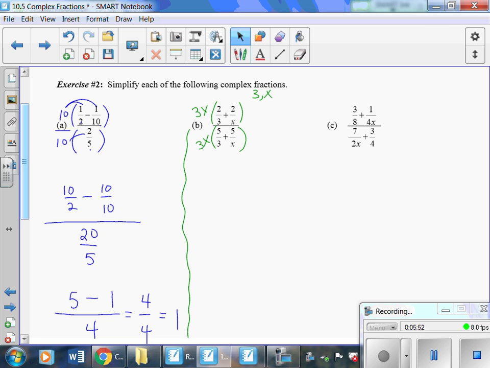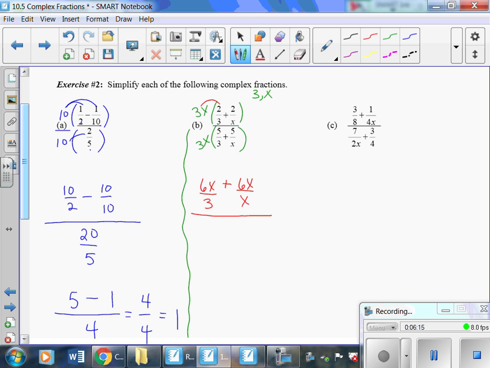So I'm going to use my distributive property. Remember, when we multiply, we don't multiply the denominator, just the numbers in the numerator. So 3x times 2 is 6x, all right, plus 3x times 2 is 6x, and this is going to be divided by 3 divided by x. Here's my big fraction bar. So the minor fractions, all right, we're okay so far. So now I'm going to do 3x times 5, which is 15x over 3, plus another 15x over x.